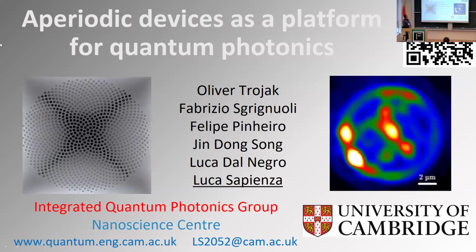aperiodic structures, like the one that you can see on the left-hand side, where we have a spiral arrangement of air holes on a freestanding membrane. And what I will show you is how we can use such structures to confine light. So this is an example of a photoluminescence image that we've taken from one of these devices, where you can see that light is trapped, and with various degrees of quality that we will discuss.